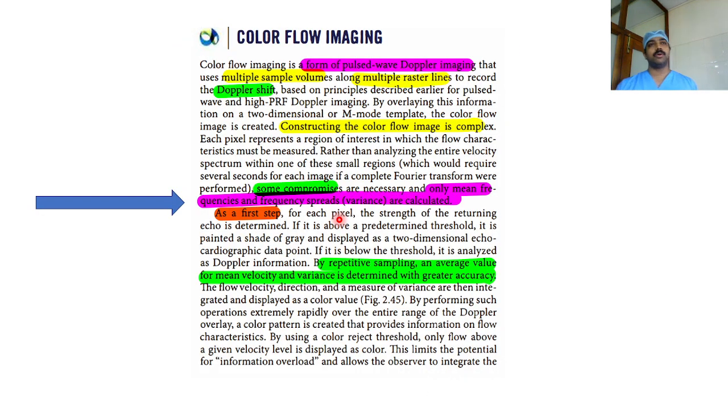Why variance occurs in color flow: this color flow is obtained by a complex procedure. It is not the direct frequency, but some compromise that is made by the machine to maintain this color Doppler. So they say that variance of the frequency spread is what causes this.